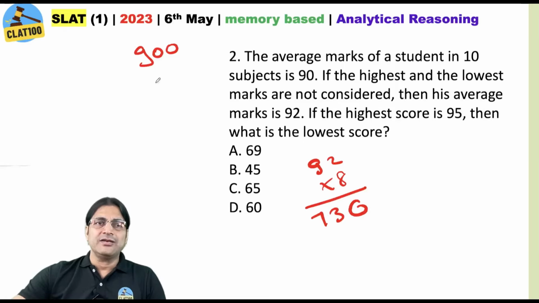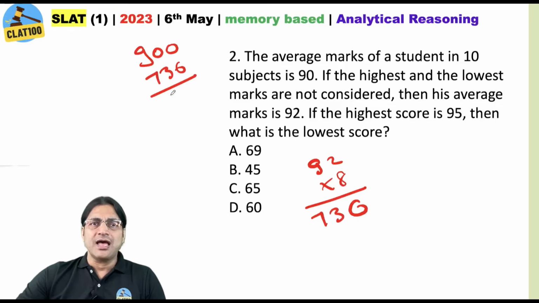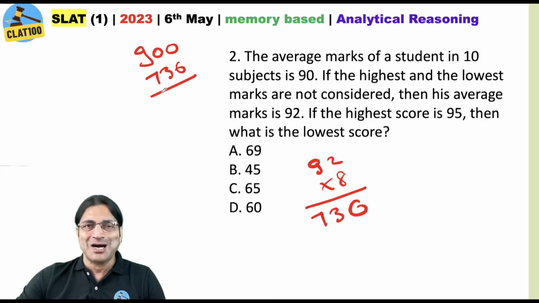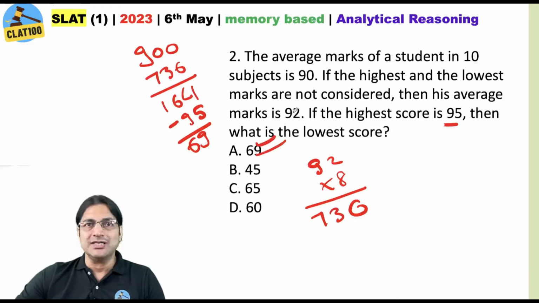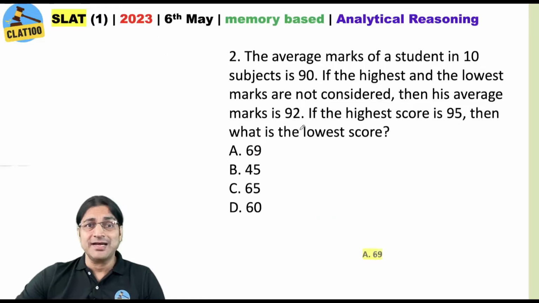It means in the papers in which he has scored the highest and the lowest, the sum of his scores would be 900 minus 736, that is 164. And this is clearly given that the highest is 95. In order to get the lowest now, just subtract 95 from this to get 69. This is your answer. Easy peasy, right?